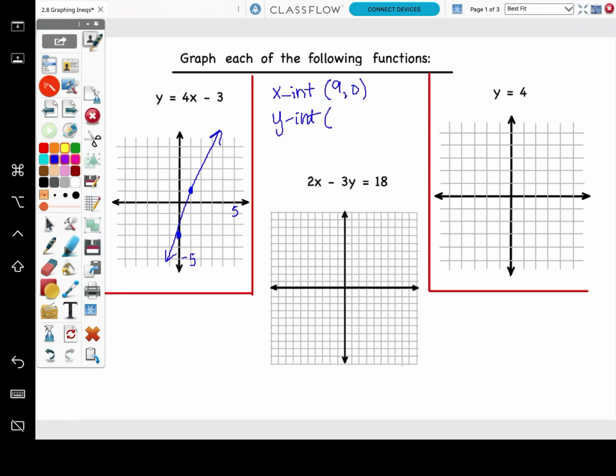Y would be 0. Y-intercept is going to take x out of the equation, so that would give me negative 3y equals 18. You divide and you get negative 6. So those are my two intercepts, and I will absolutely graph those right now. 9 on the x-axis, negative 6, sorry, on the y-axis.